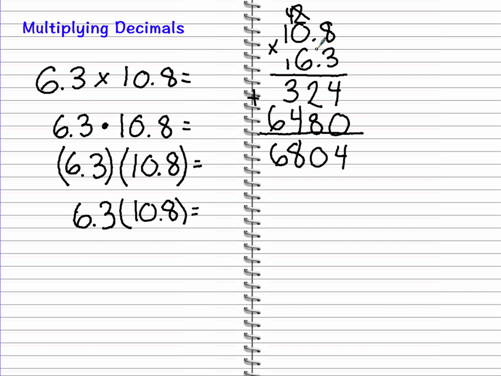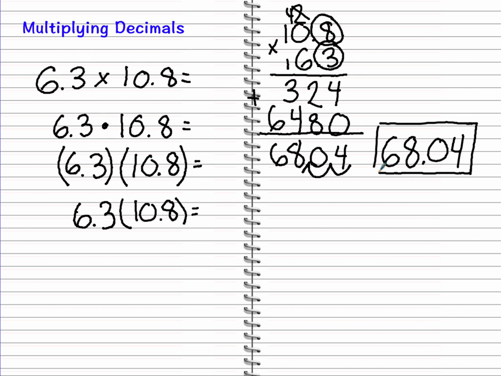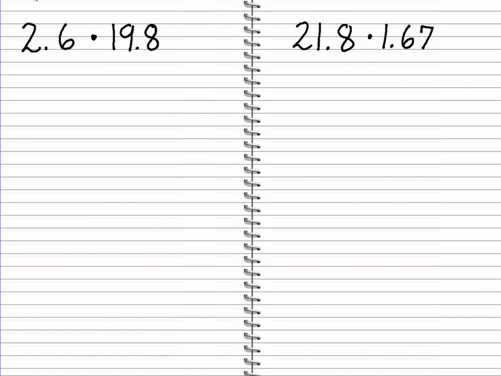Then for my answer, I have to see that there are 2 numbers behind the decimal, so I need to move my decimal 2 spaces. So my final answer is 68 and 4 hundredths. And I'm always going to box in my answer. All right, so here is another problem.